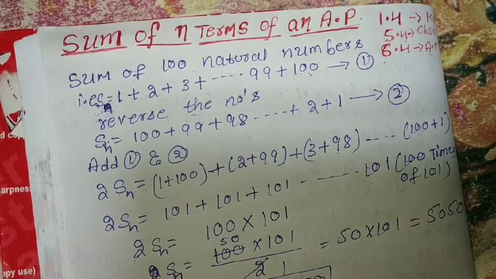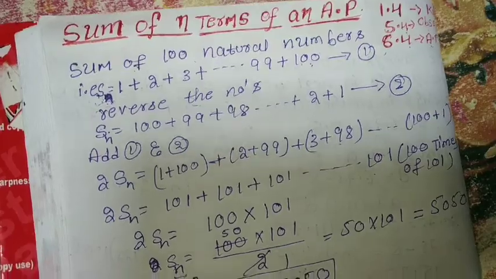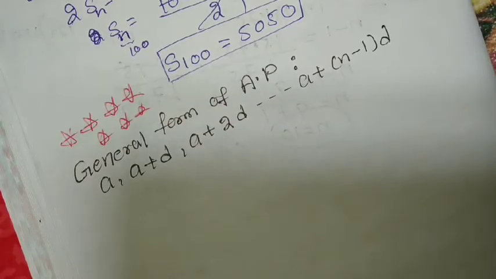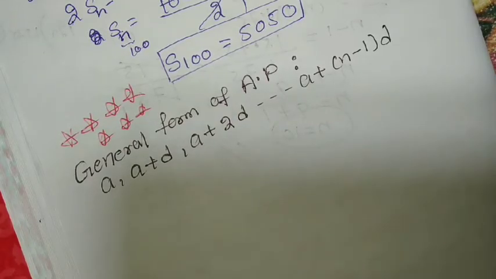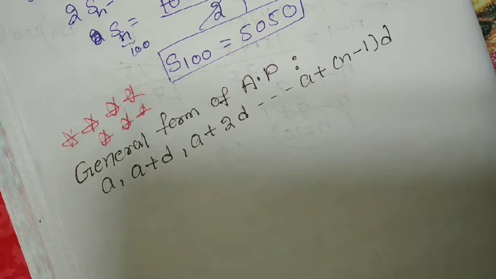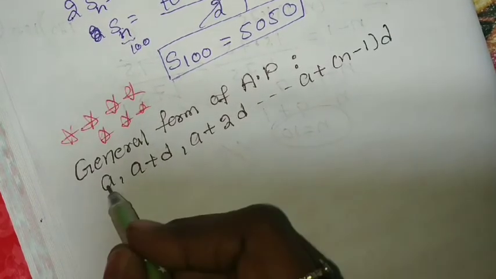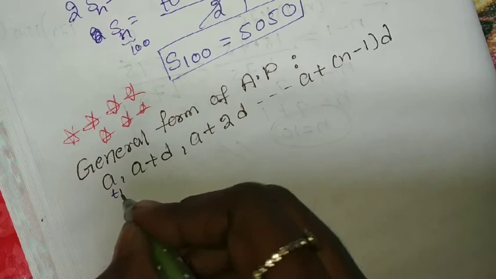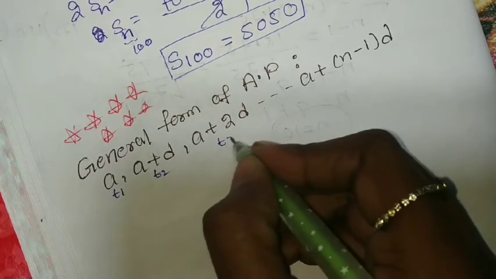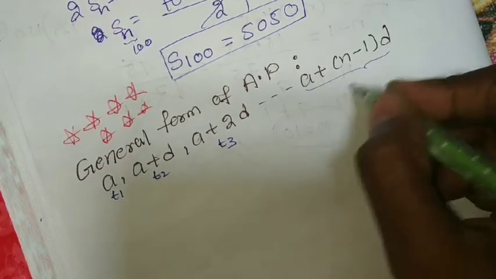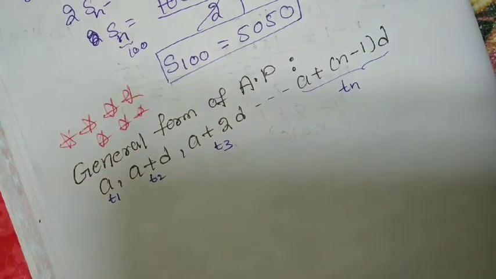We need to find a formula of sum of n terms. Let's start. See, now we need to find out the formula. Do you know the general form of an arithmetic progression? A, A plus D, A plus 2D and so on, A plus n minus 1 into D. What is A? A is the first term, second term, third term, and what is this? This is the nth term, that is Tn.